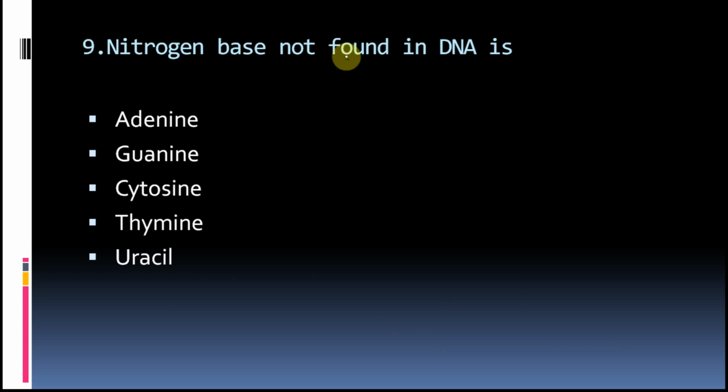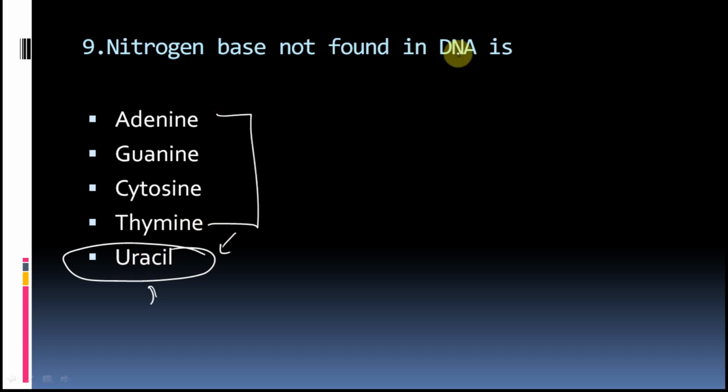Next: the nitrogen base not found in DNA is what? Adenine, guanine, cytosine, thymine or uracil? Obviously it is uracil. In DNA, you will not find uracil. Uracil is found in RNA. RNA does not have thymine. Instead of thymine, they have uracil, right? But DNA contains all these 4 bases. The nitrogen base not found in DNA is uracil.